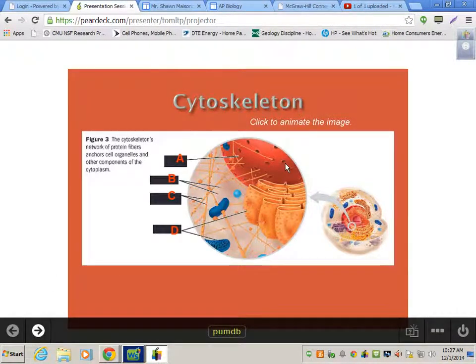And so if we look at the picture of the cell here, I'm not going to really worry about. Oh, now I need my pen. Shoot.